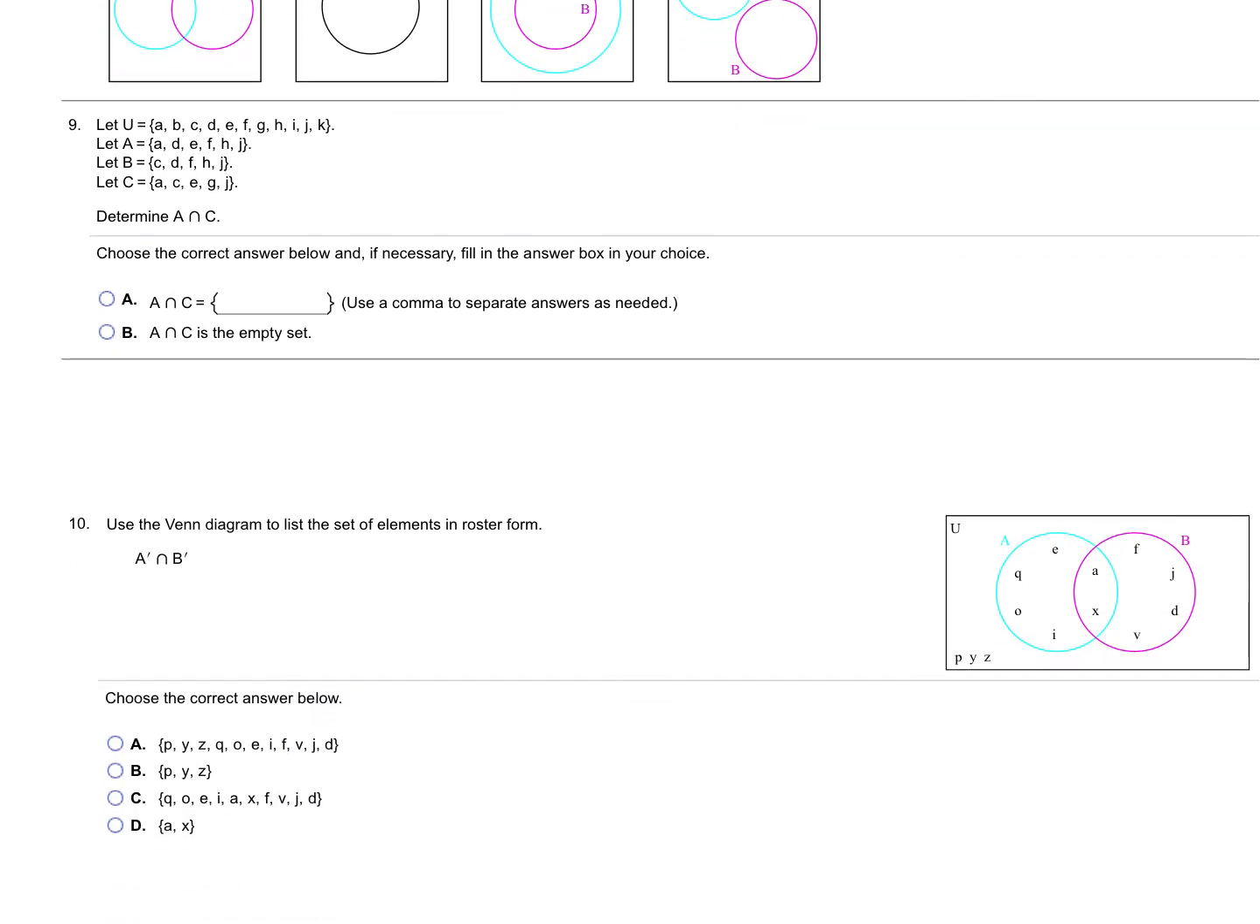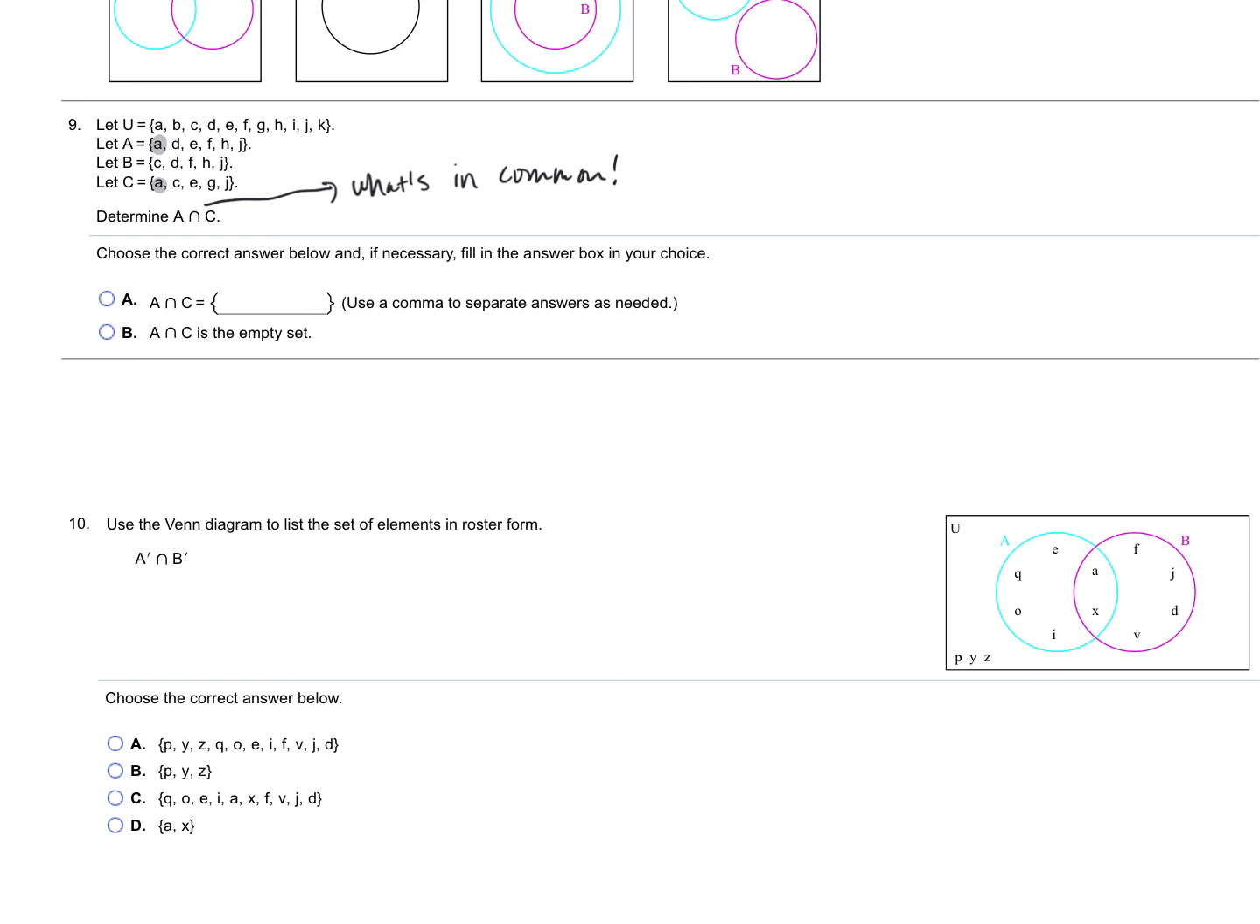Number 9, we have these sets U, A, B, and C, and they want us to determine A intersect C. So remember, the one that looks like the upside down U, or kind of like an N, means intersect. That means and. That means what's in common. So we're looking for what is in common between sets A and C. So in set A, there's an A. In set C, there's also an A.